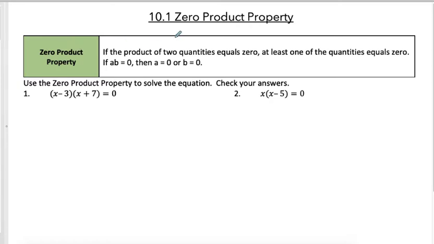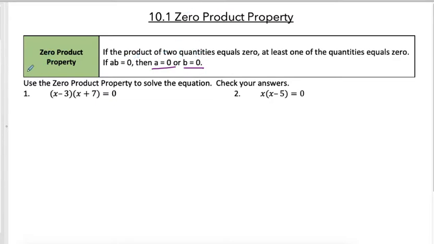The zero product property says if the product of two quantities equals 0, at least one of the quantities equals 0. So if we know A times B equals 0, then either A equals 0 or B equals 0. This is called the zero product property because if the product of two parts is 0, one of the parts has to be 0.